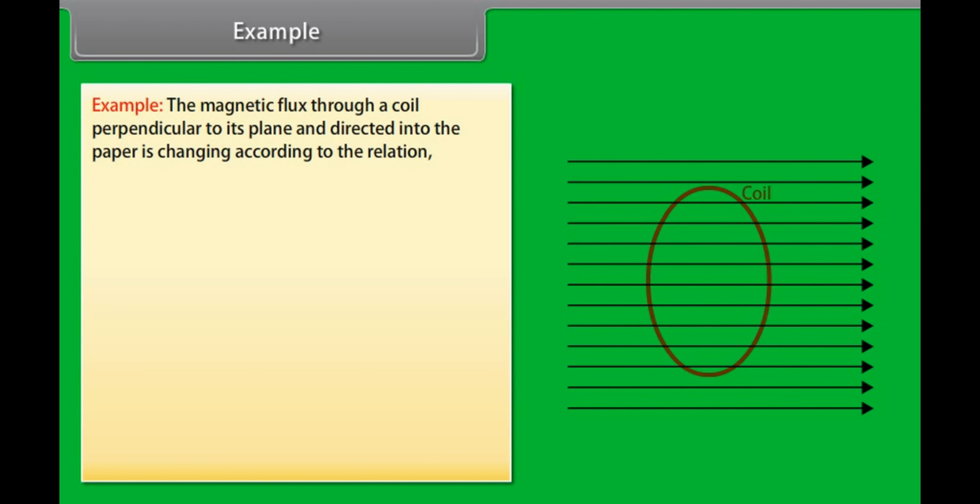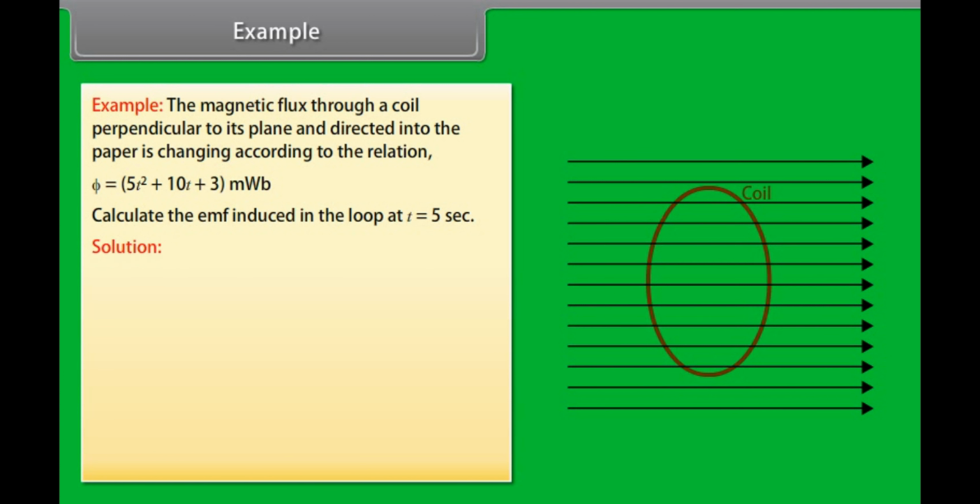The magnetic flux through a coil perpendicular to its plane and directed into the paper is changing according to the relation Φ = 5t² + 10t + 3 mWb. Calculate the EMF induced in the loop at t = 5 seconds.